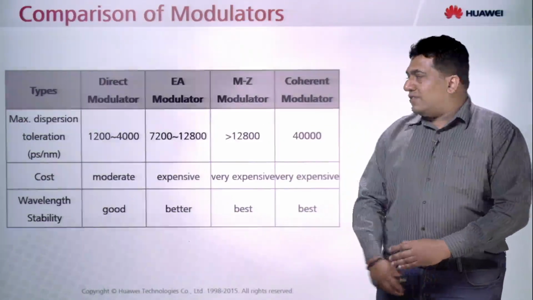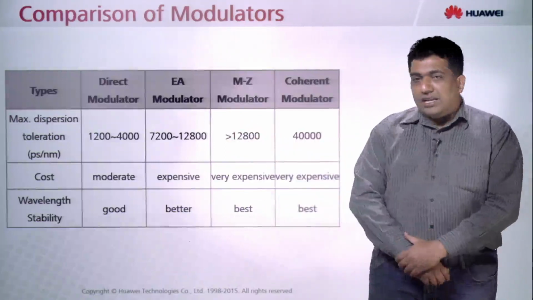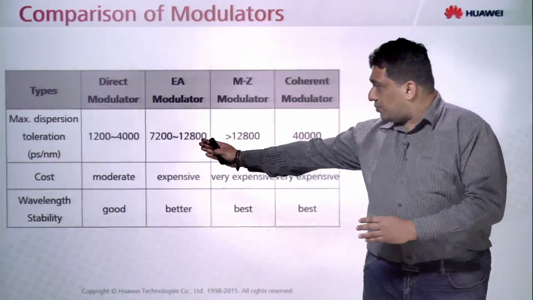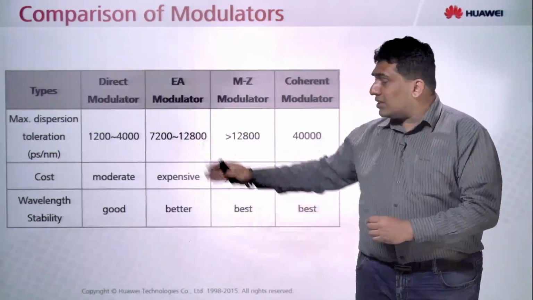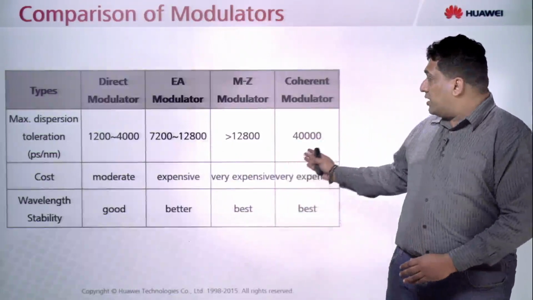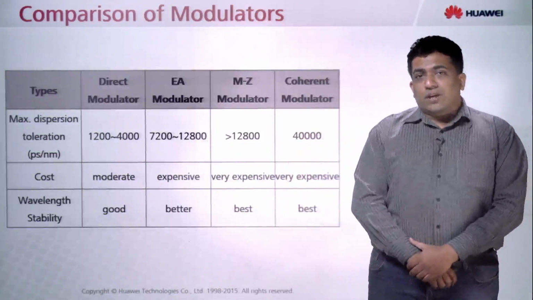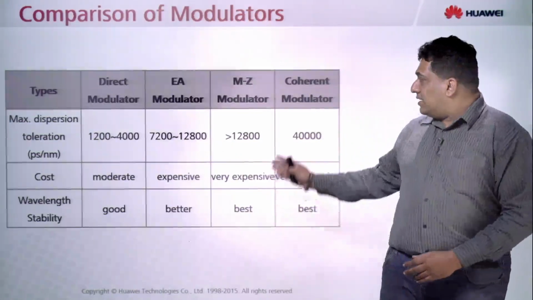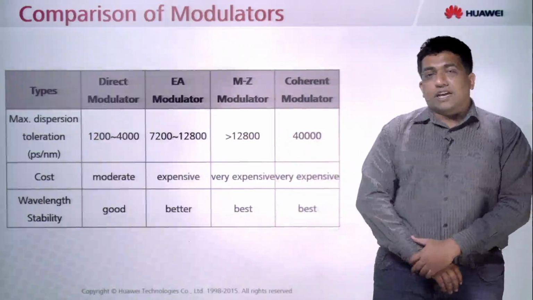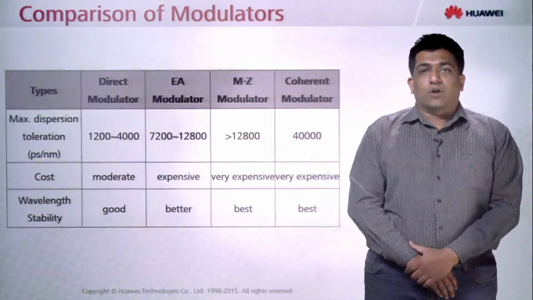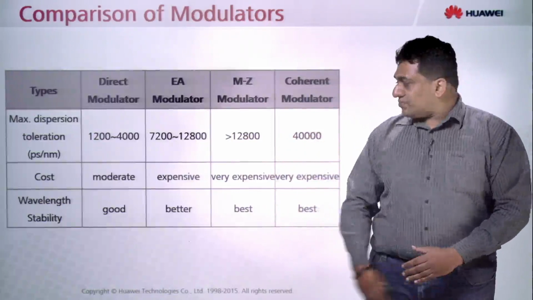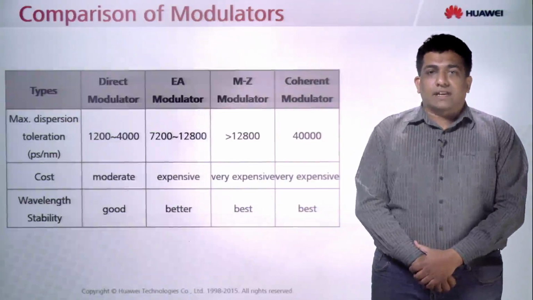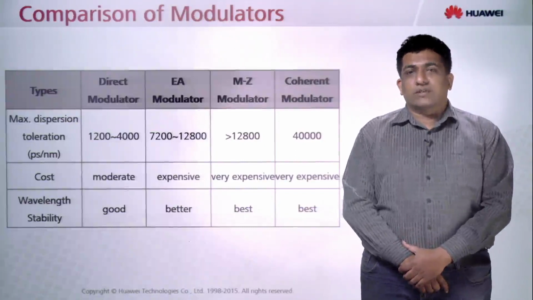And then this is the comparison between all the modulators. Here you can see the direct modulator and the dispersion compensation value is much smaller, 1200 all the way to 4000, compared to the coherent modulator, which is 40,000. From there you can also realize that the price, for sure, is more expensive. The Mach-Zehnder and coherent modulators are very expensive compared to the other two modulators. On wavelength stability, you can see it gives you the best stability on the Mach-Zehnder modulator and also your coherent modulators.